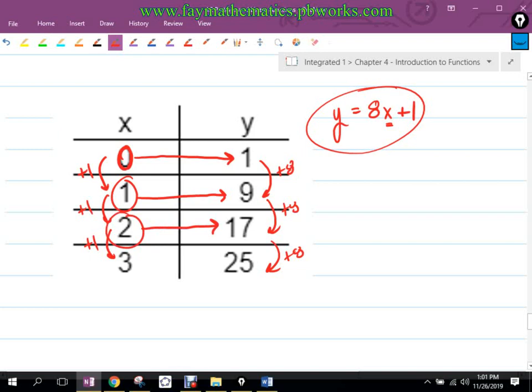Okay. Now, what I just showed you is a strategy when you know that your x's are increasing by one every single time. Okay?